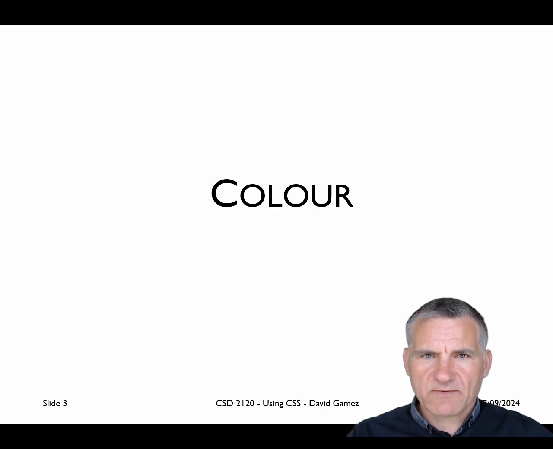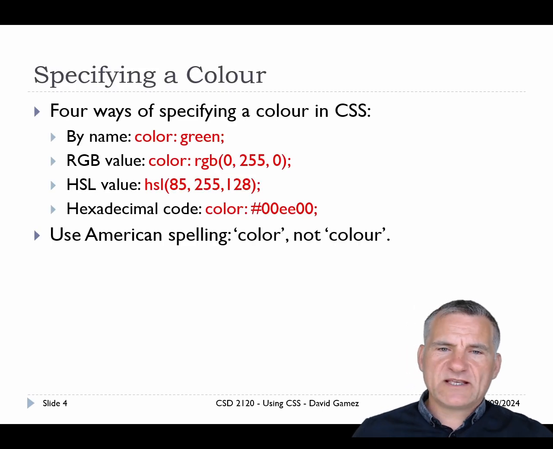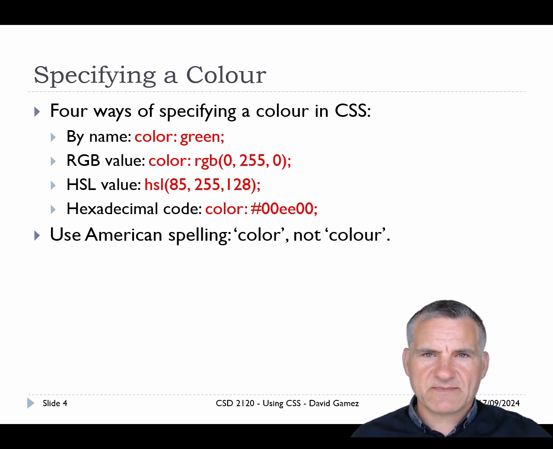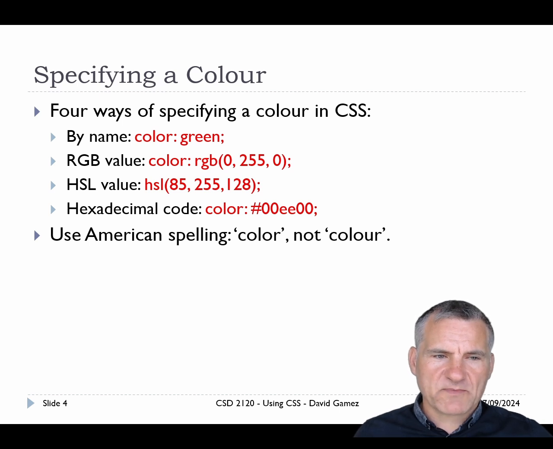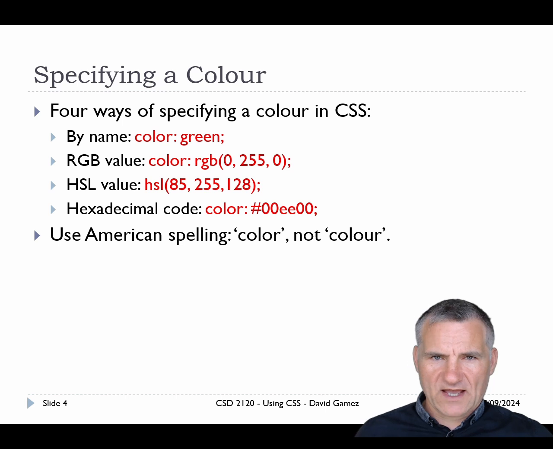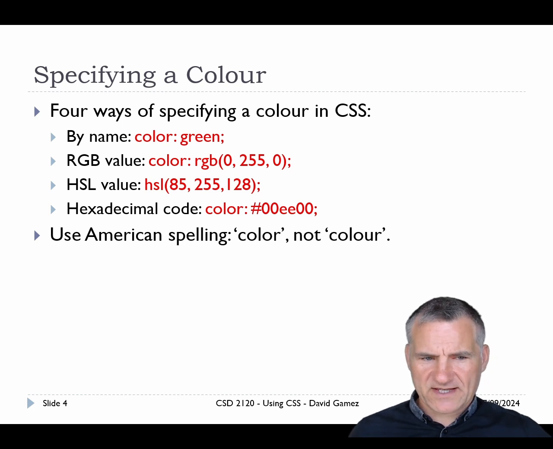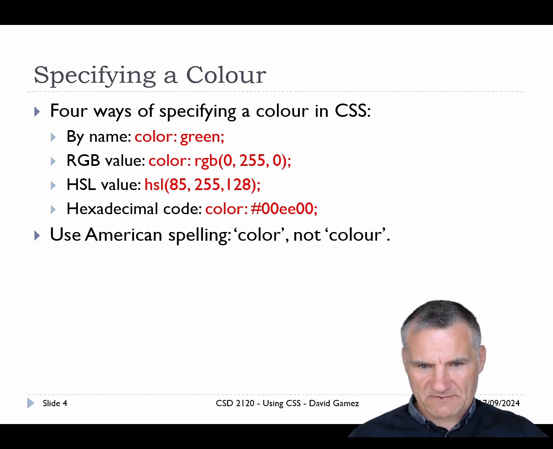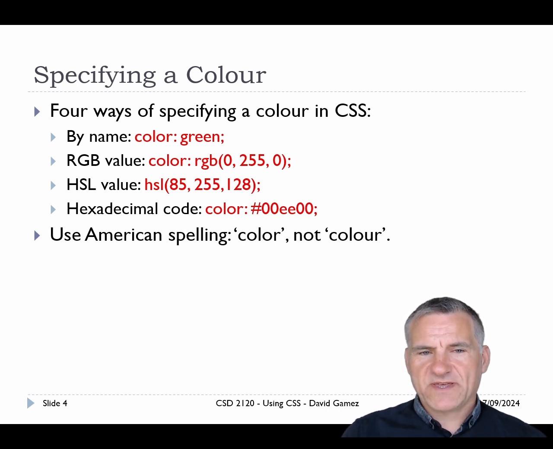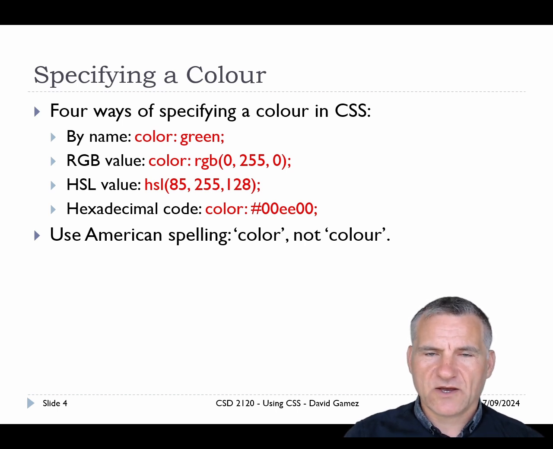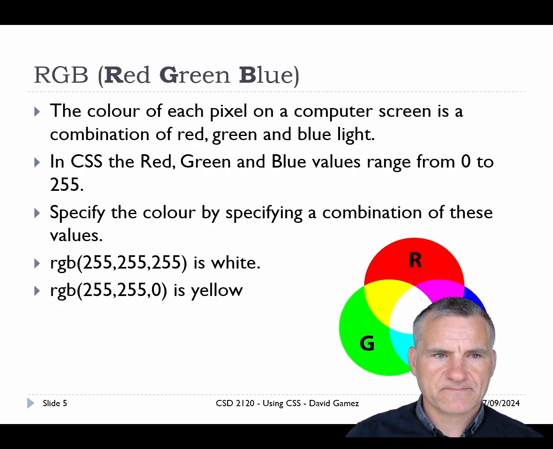So we can start with color. There's 4 ways to specify color in CSS. You can just use a color name like green, which is what I use most of the time because it's really easy. If you want a more precise color, then you've got some options like the RGB value, hue, saturation, lightness value, or hexadecimal code. I'm not going to bother with HSL, but I will talk you through name, RGB, and hexadecimal code. Important thing to note, always use the American spelling without the U, just color, to specify colors.